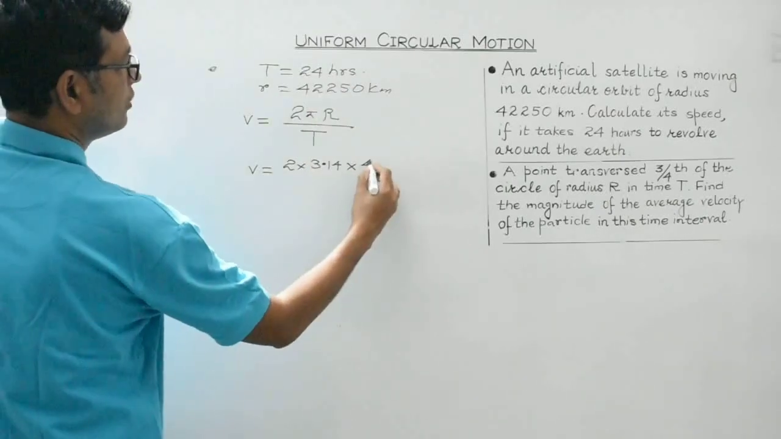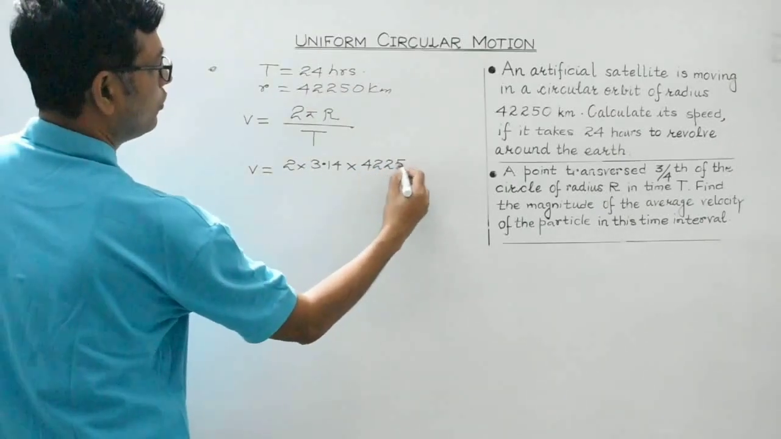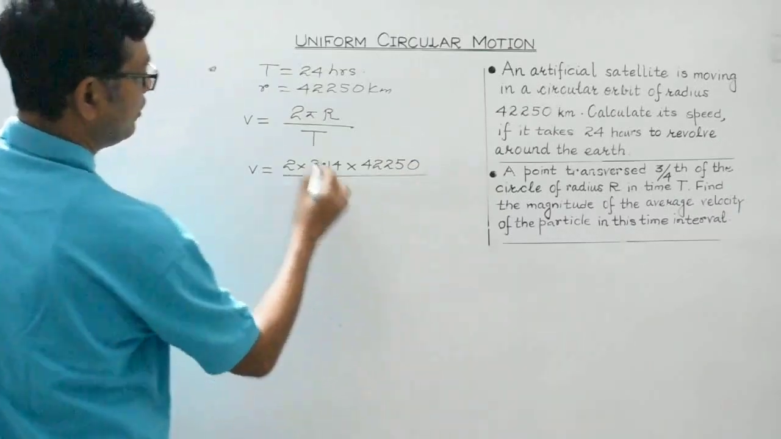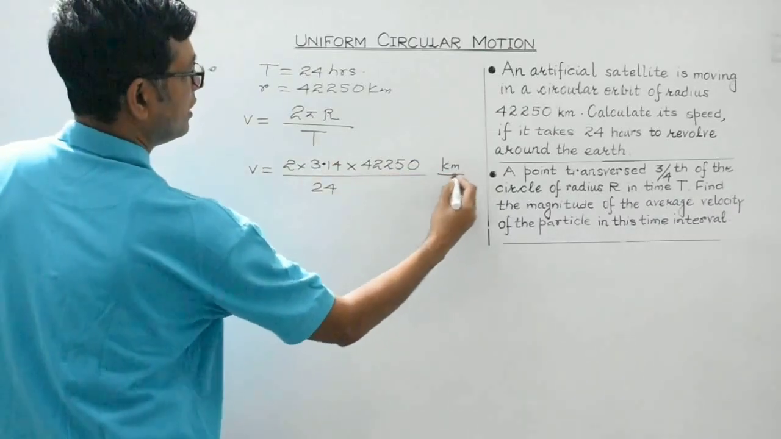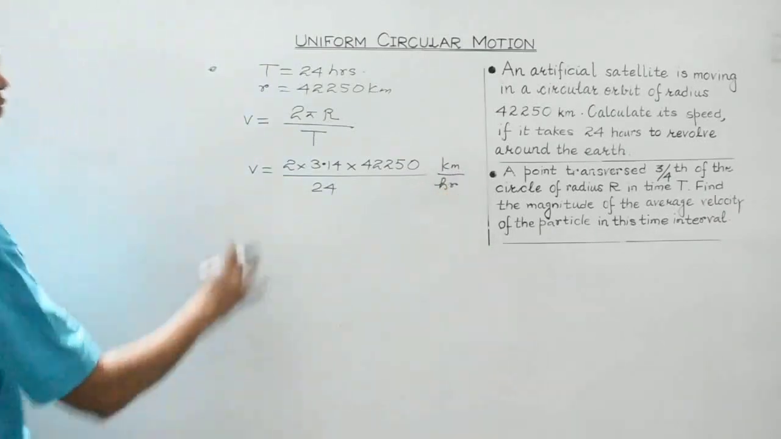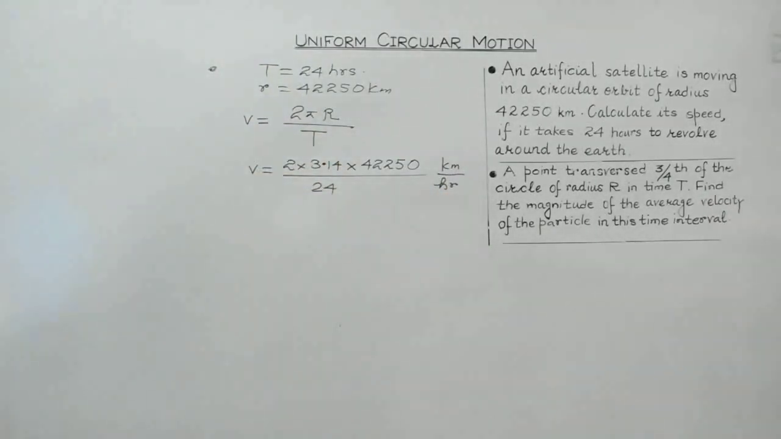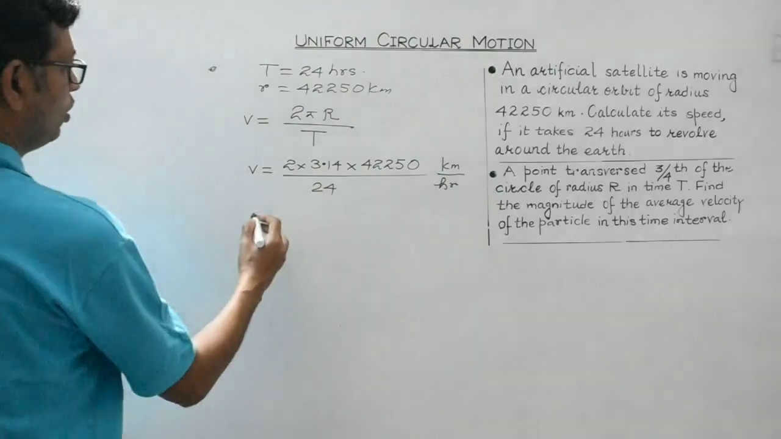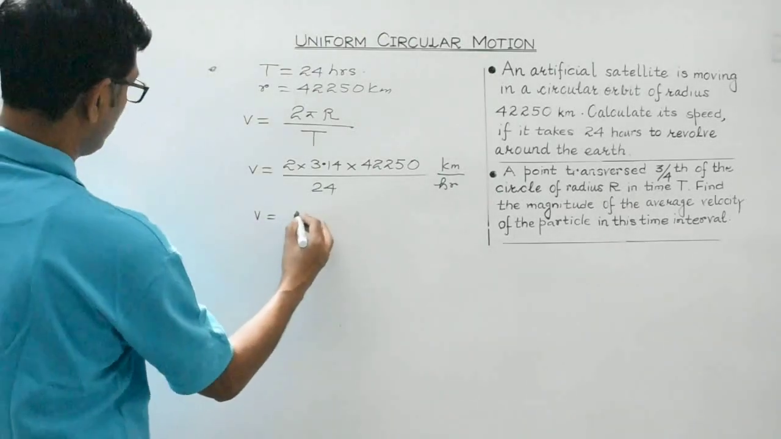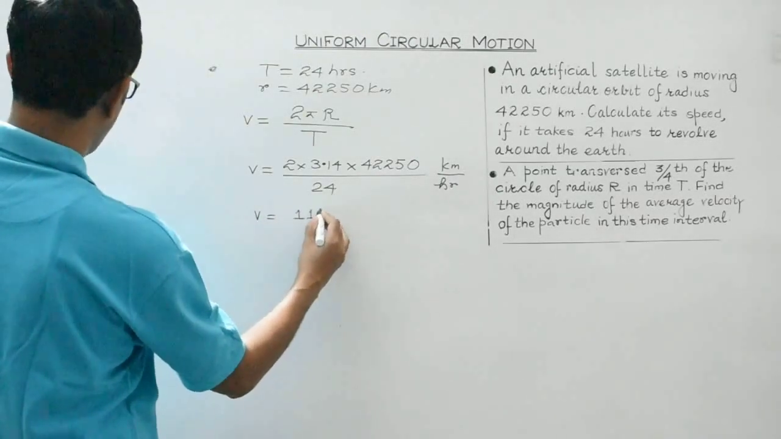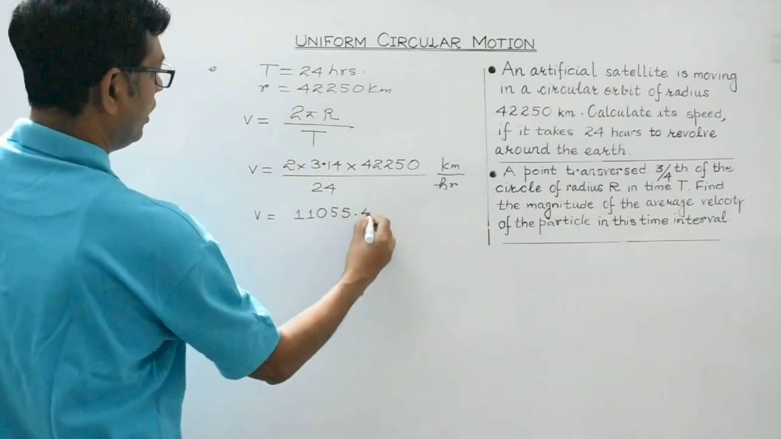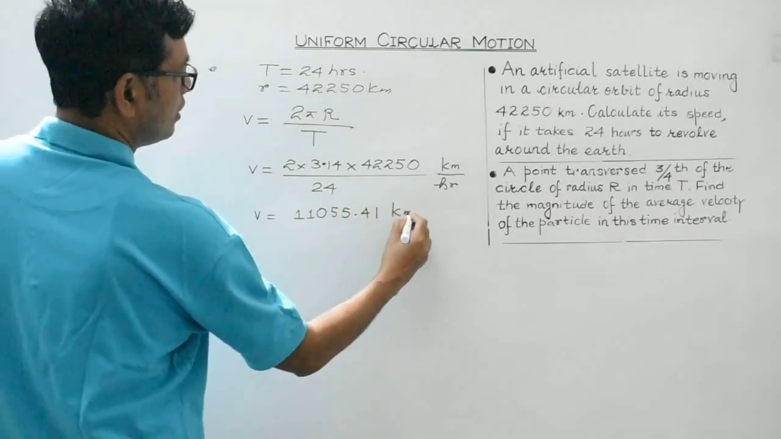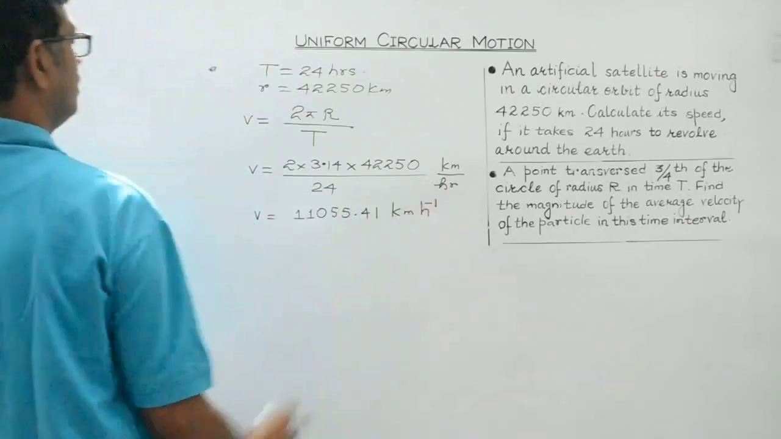Radius is 42250, divided by time, which is 24. Now it's measured in kilometer and it's measured in hour. So if you solve it, it will be in kilometer per hour. On solving, I'm very sure we'll be easily able to solve it. It will be approximately 11055.41 kilometer per hour.